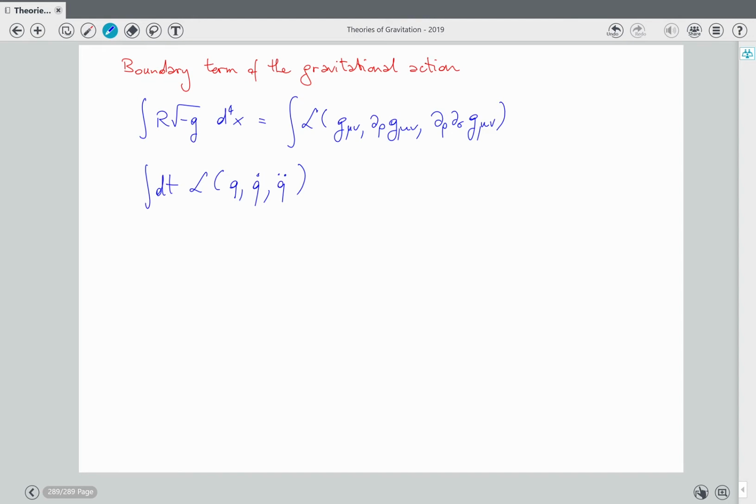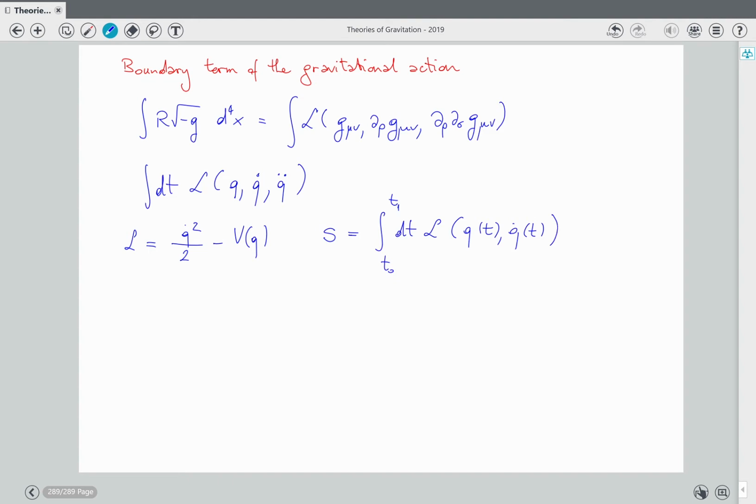Why is that a problem? So let's consider, for example, the simplest non-relativistic Lagrangian. And of course, the action will be the integral from t0 to t1 dt L, which is an L of Q of t and Q dot of t.